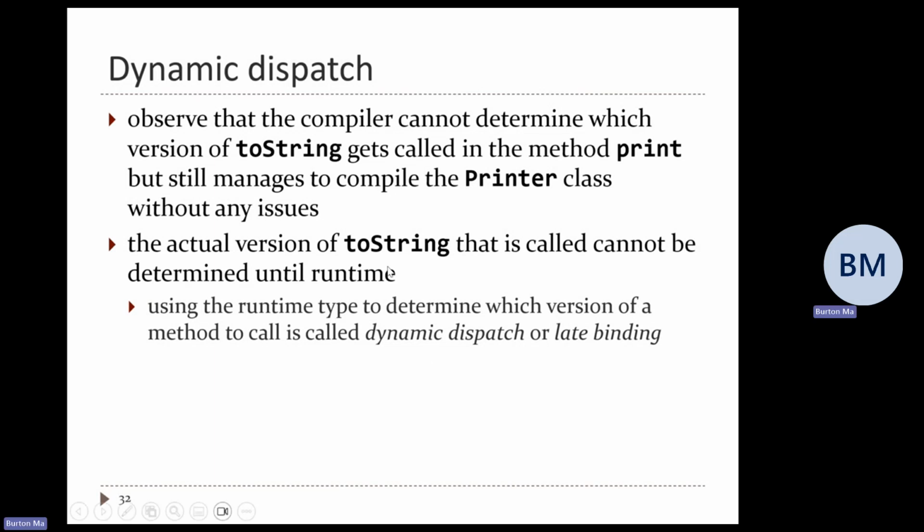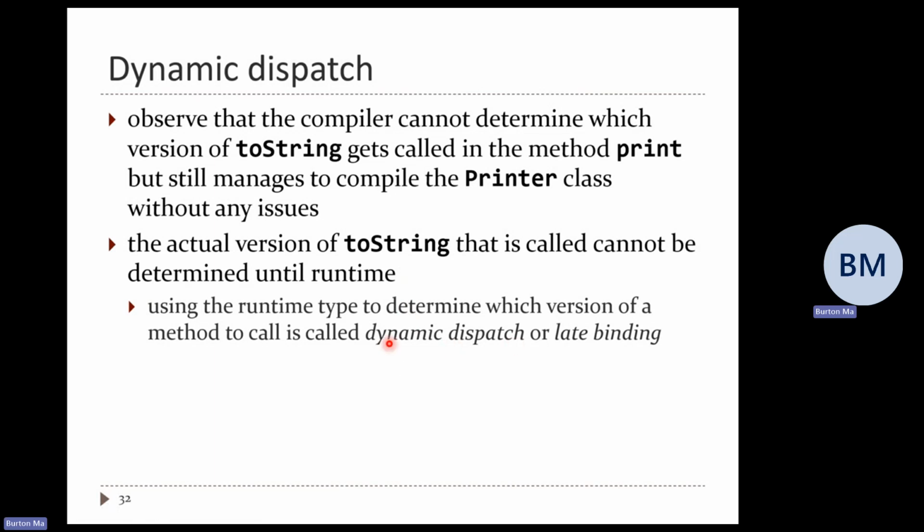This is very different from all of the other method calls that we've been using so far in the course. So far, we've only cared about the type on the left-hand side, the declared type. But as soon as polymorphism or substitutability becomes involved, you now have this issue where the actual method that is called isn't determined until runtime.